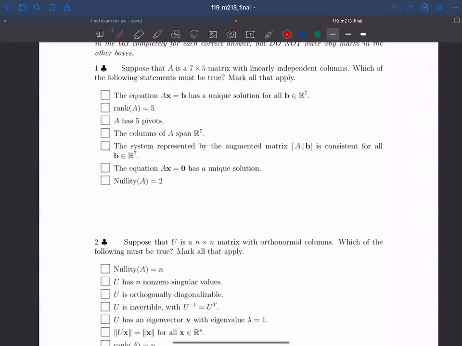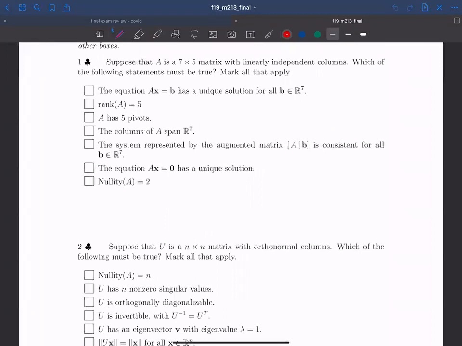Okay. So let's just go through and do some multiple choice questions. Most people tell me that multiple choice are the hardest. So let's get some practice here. So let's start off with problem 1. Suppose that A is a 7x5 matrix with linearly independent columns. Which of the following statements must be true? Let's mark all that apply.